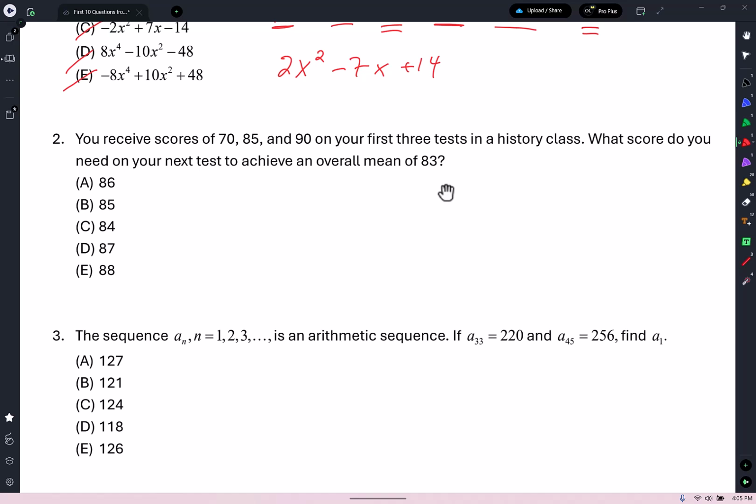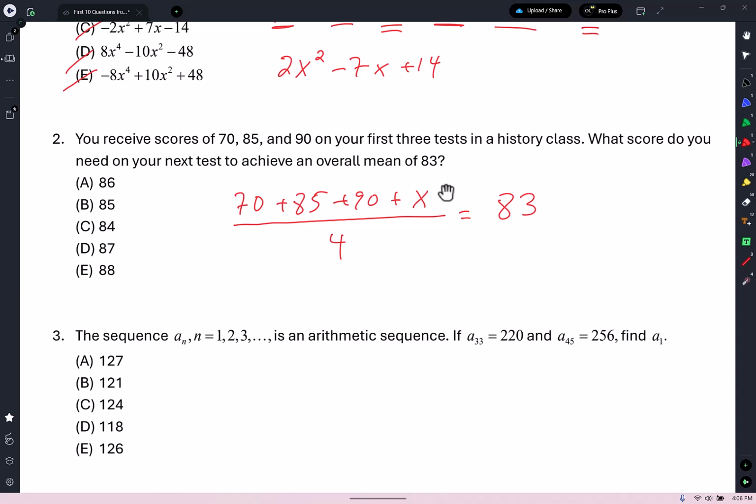All right, guys, don't freak out. Just go like this. Okay, you got the first 70, then you got an 85, then you got a 90, and we don't know what the next grade is, but I know that when I average all 4 of these, I better get a what? 83. So that's how you do it. That's the setup. Did the setup make sense?